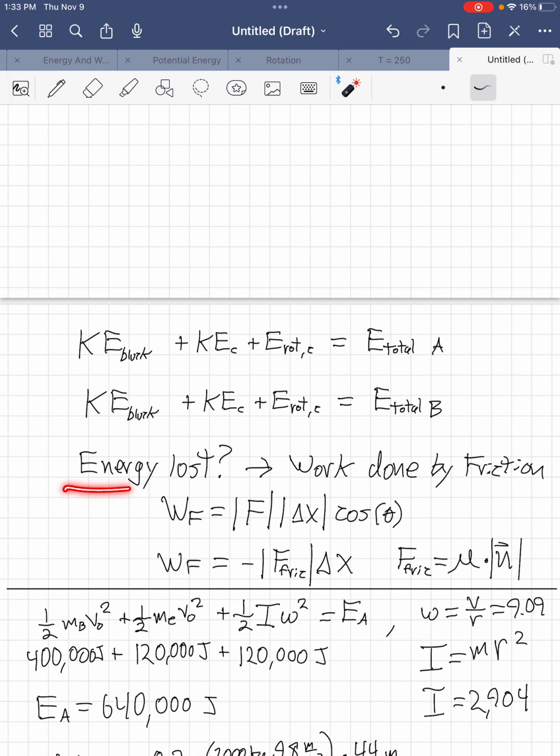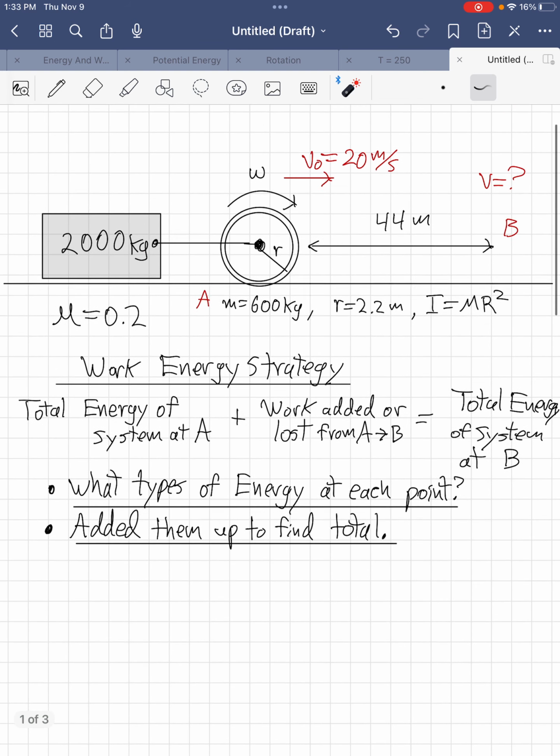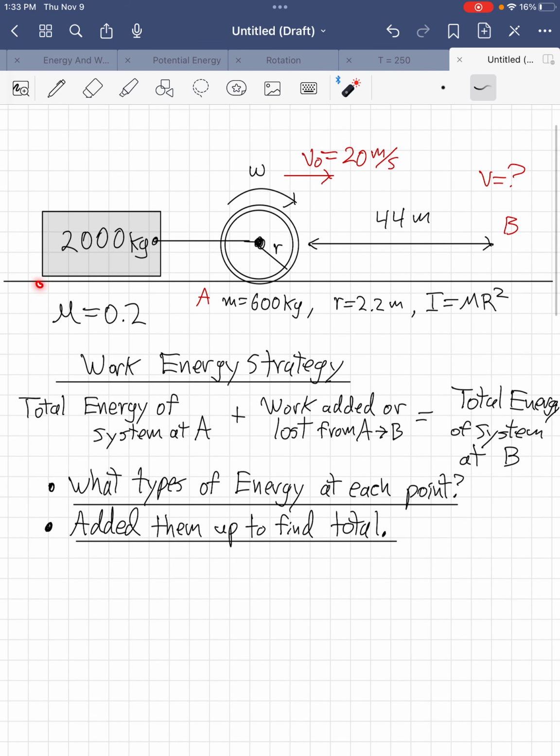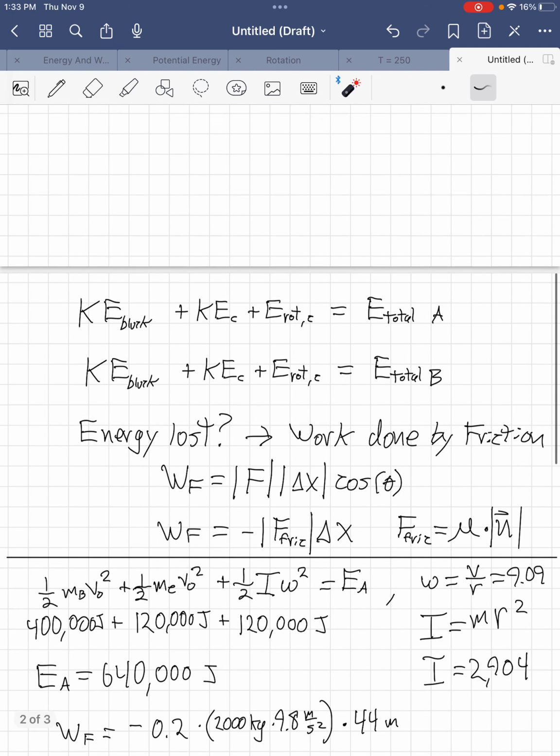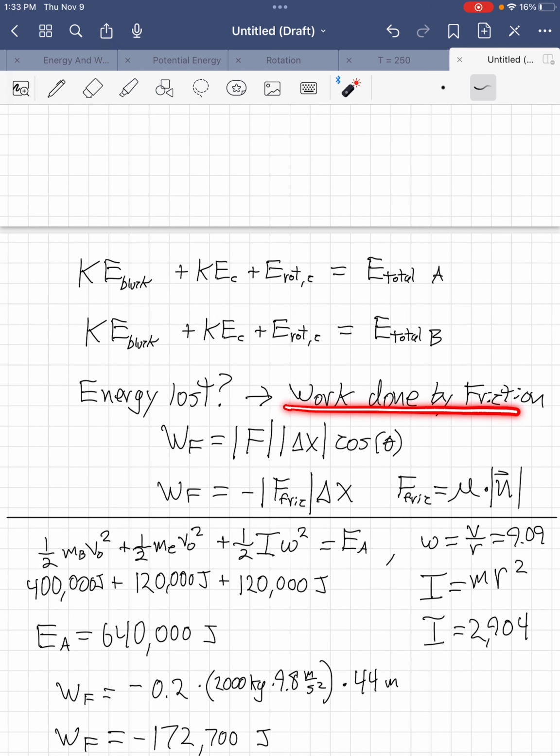And then what energy is added or lost? Well, friction, right? This friction force is dragging this block in the opposite direction it's moving. That's going to be slowing it down. It's doing work on this block, and that's going to remove energy from the system. So we're going to need to think about the work done by friction.